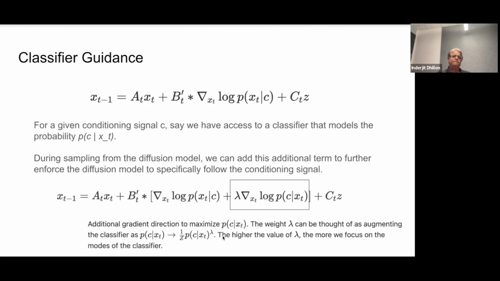But here it's not dog versus cat, right? The space is huge, it can be any text prompt. I'm going to talk about that as well. For the simplicity here, I just called it a classifier, but it can actually be something that gives you a probability of a conditioning signal given xt.